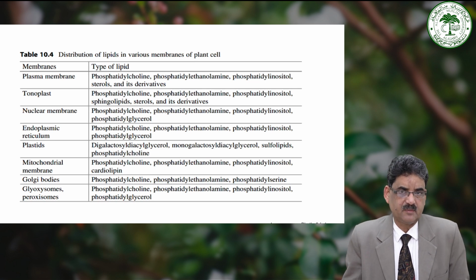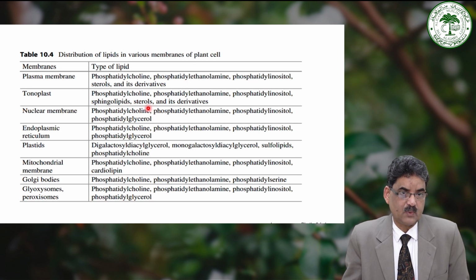As you can see from the table, that is the distribution of different types of lipids in the plasma membrane, the tonoplast, nuclear membrane, endoplasmic reticulum, plastid membrane, mitochondria membrane, Golgi bodies, and glyoxysome membrane. So, in the plasma membrane, it will be phosphatidylcholine, phosphatidylethanolamine, phosphatidylinositol, sterol, and its derivative.